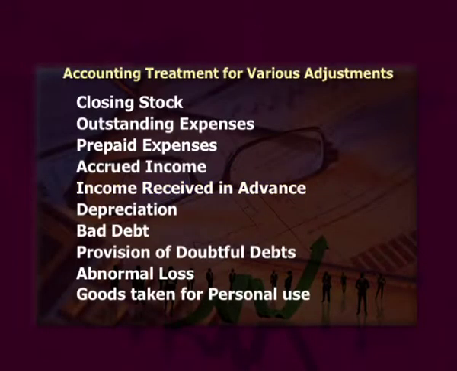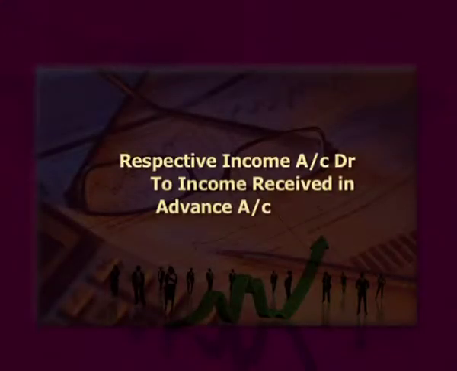And on the asset side of the balance sheet. Income received in advance is the income or part of income which is received in advance before the service being provided or goods being delivered. Income received in advance: respective income account is debited to income received in advance account. Effect in financial statement: it is deducted from the direct or indirect income under the trading and P&L account respectively, on the liability side of balance sheet under current liabilities.